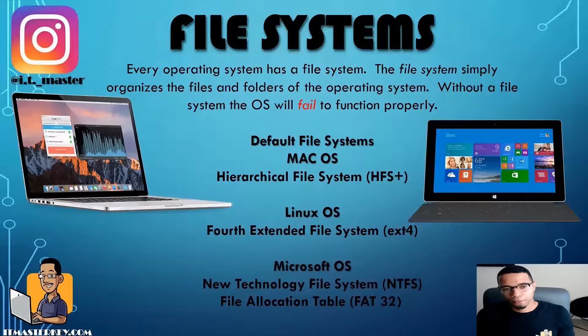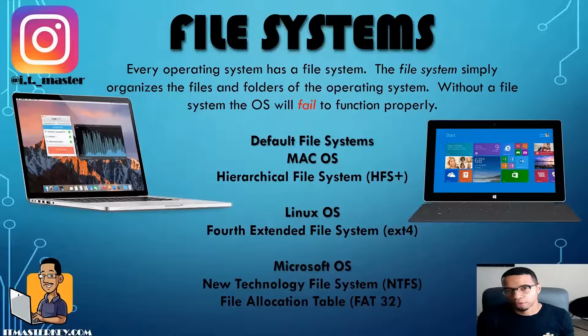So for example, if you have a Macintosh or a Mac, you're going to get HFS Plus, the hierarchical file system. Linux is going to be the fourth extended file system, or ext4. Microsoft, which is probably what you're using right now, or maybe not, doesn't matter, if it's Apple, Macintosh, whatever. You're going to be using NTFS for the newer versions of Windows, and you're going to be using FAT32 for the older versions.